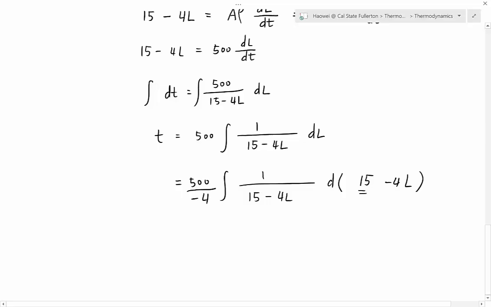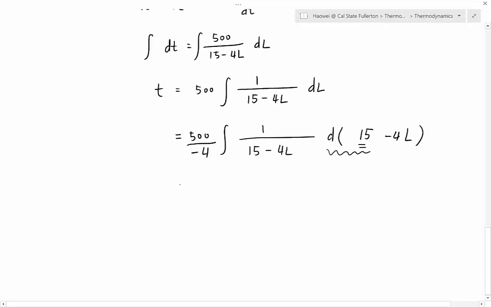I added a 15. In order to keep the equal sign still valid, do I need to minus 15 somewhere? The answer is no. Why? Because take a look. What I am essentially adding is differential 15. And differential of a constant is 0. D15 is 0. So I added 0 to the right hand side. So there's nothing I need to do. So that's it.